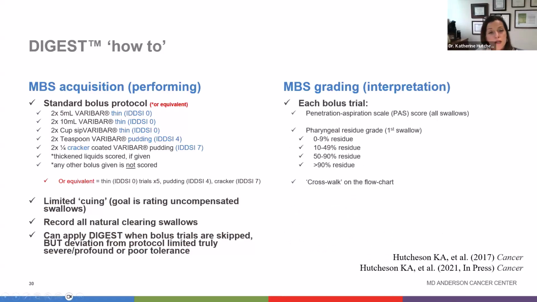Then the interpretation simply includes scoring the penetration aspiration scale on each of the bolus trials in your protocol and rating residue on each of the bolus trials in your protocol, and then applying those observations to the flow sheet.